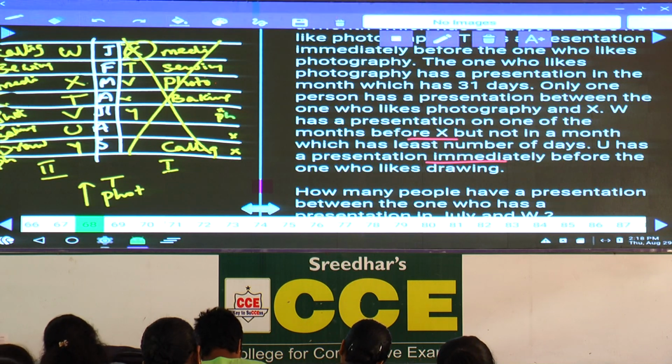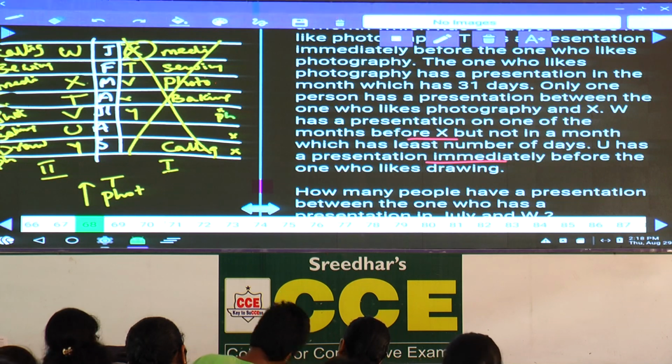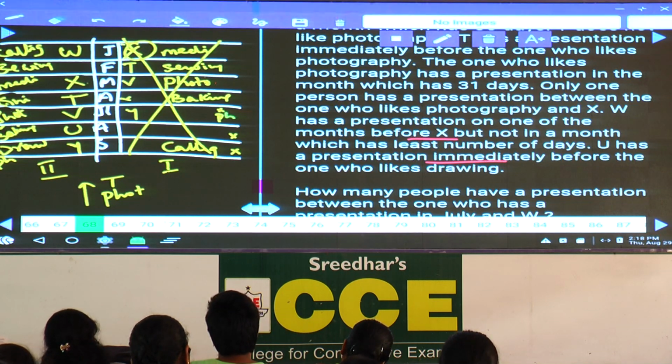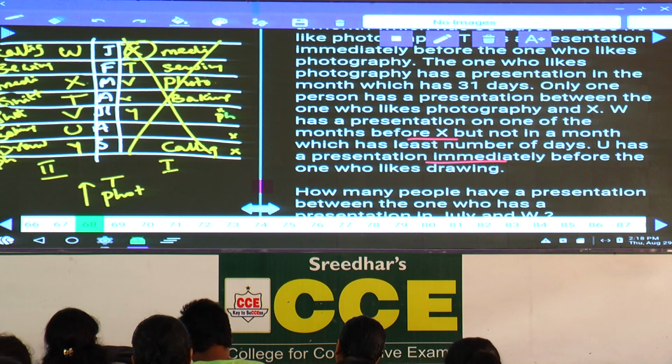If this is drawing, then what is the other thing left over here? Calligraphy, sewing, meditation, photography, baking. Yes, tell me what is the other thing left over here? Knitting. Now the one who likes knitting has a presentation in the month of April. Clear now?